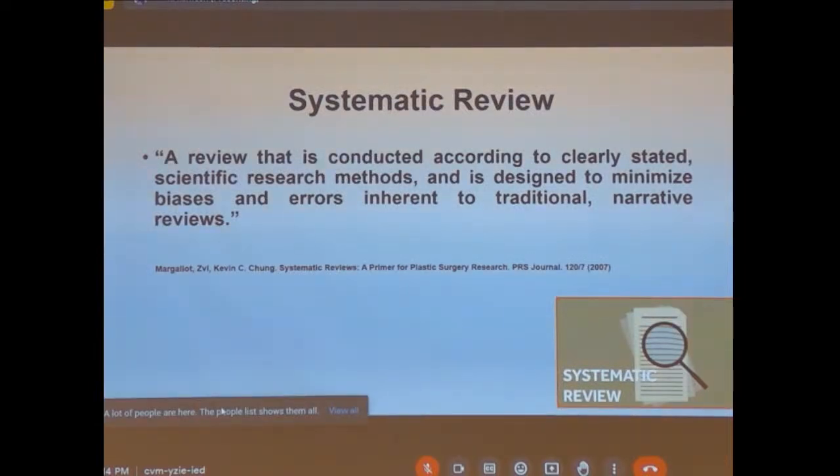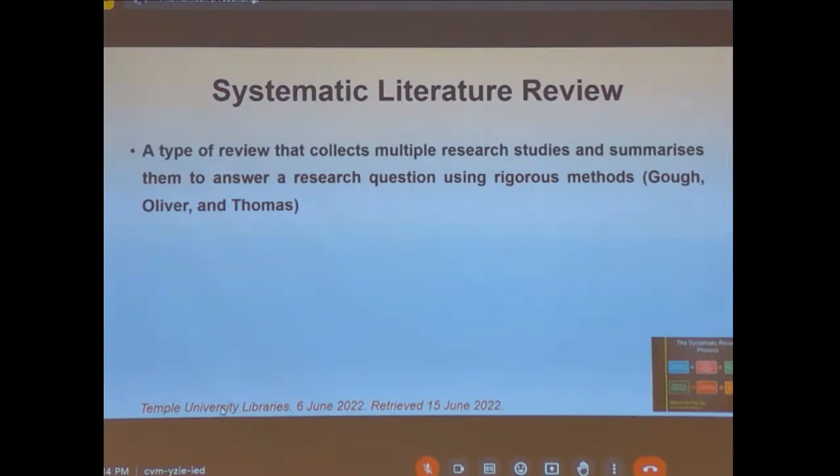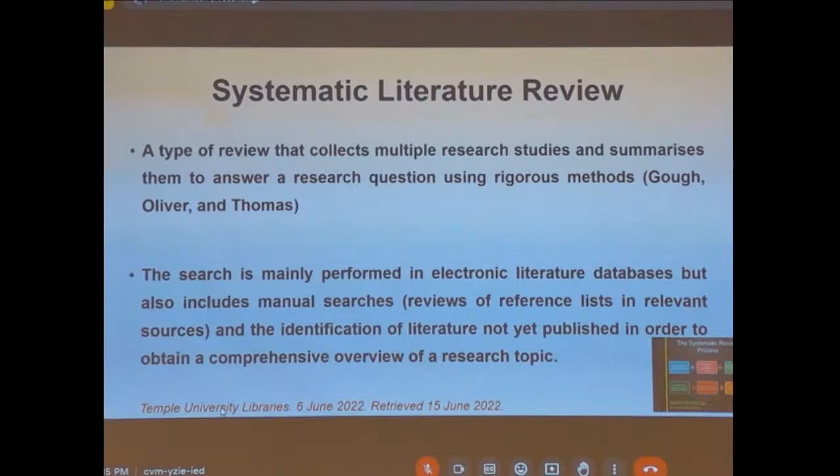Systematic review is that which is conducted according to clearly stated scientific research methods and is designed to minimize biases inherent to traditional and narrative research. As per Gow, Oliver, and Thomas, it is a type of review that collects multiple research studies and summarizes them to answer a research question using rigorous methods. It is also a search that is mainly performed in the electronic literature databases, but it also includes manual searches, wherein we look for reviews of reference list in relevant sources, identify the literature which is not yet published in order to obtain a comprehensive overview of a research topic.